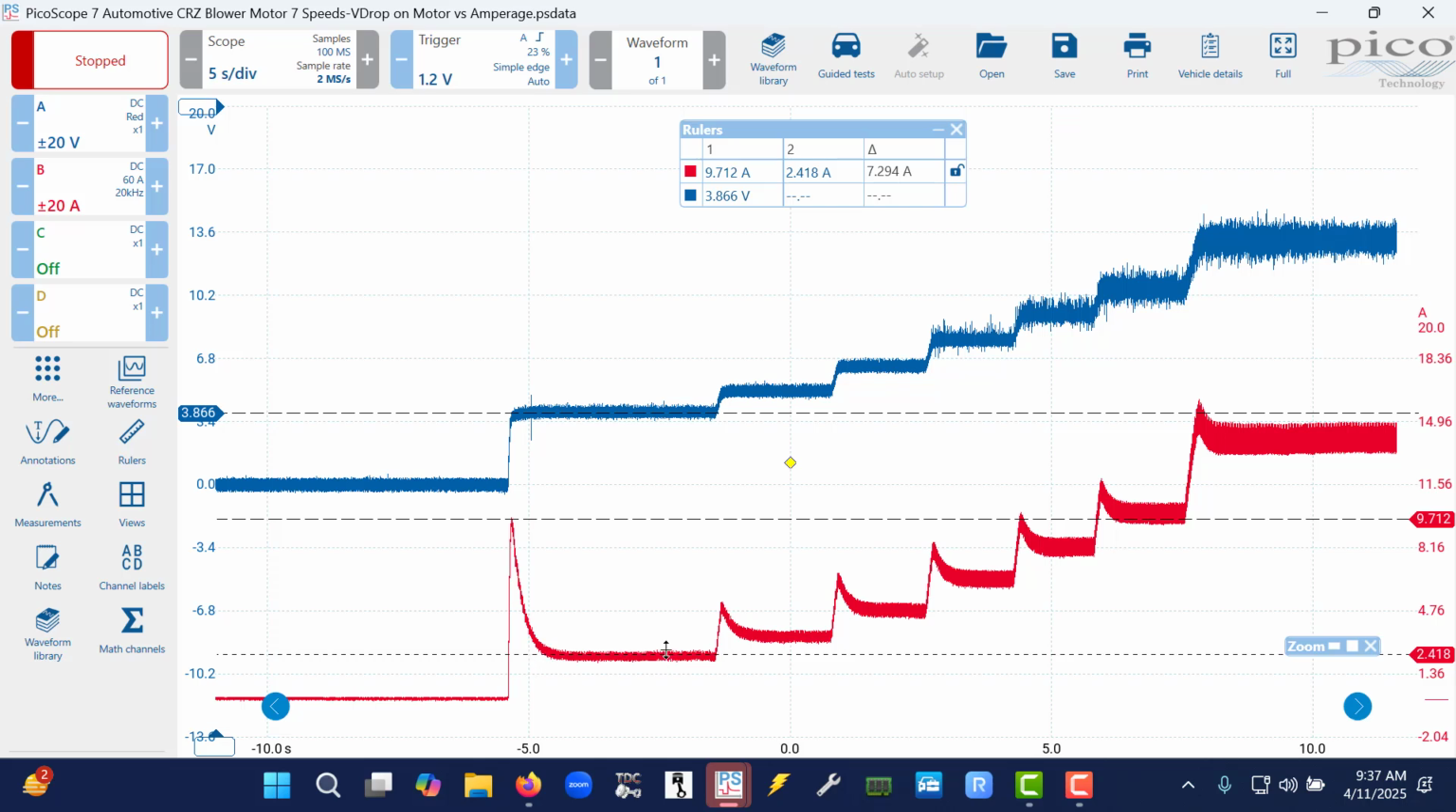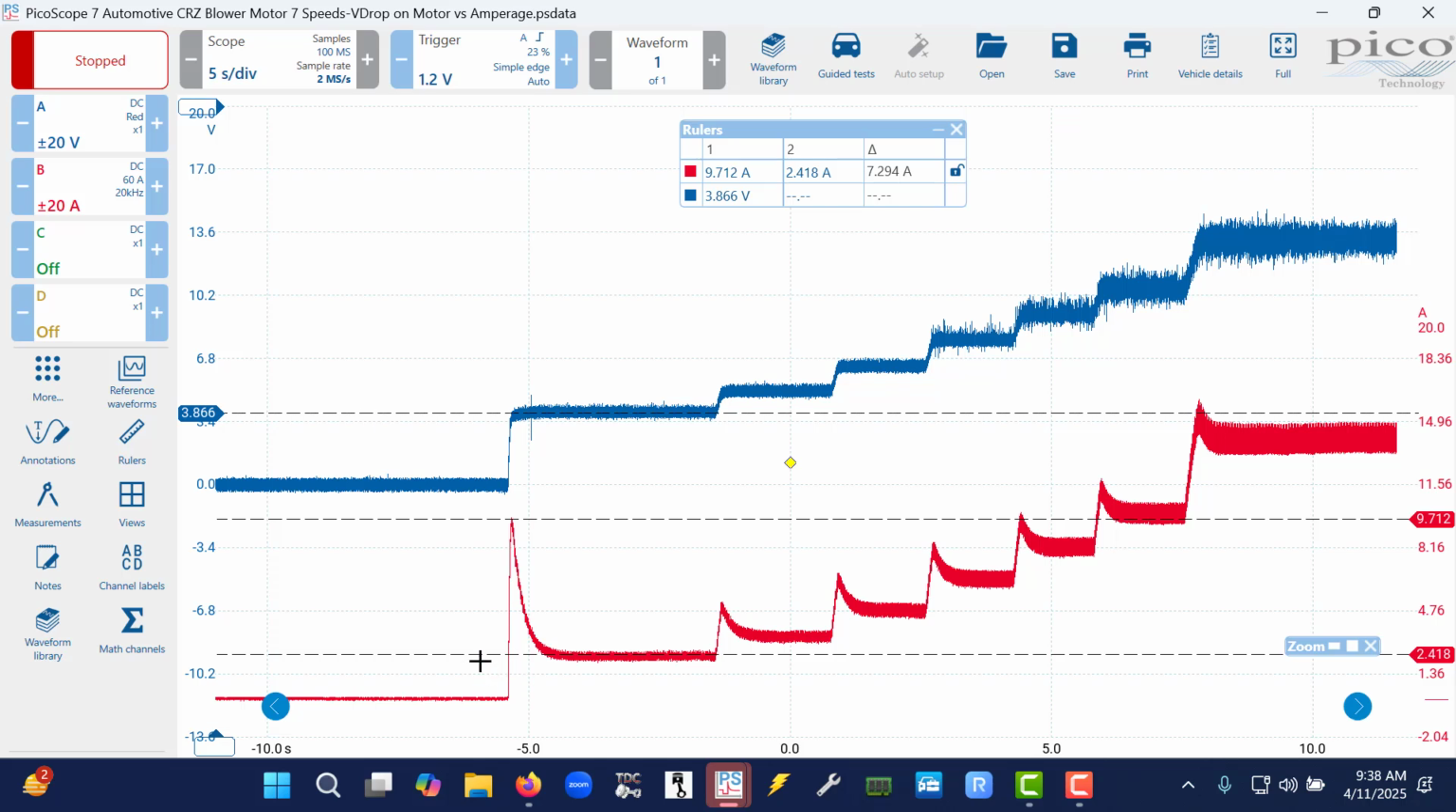You notice that every time we make a request to increase the speed of the motor, we get a spike in amperage, over and over again. So effectively we have off, then we have 1, 2, 3, 4, 5, 6, 7 speeds that the blower motor operates at in this vehicle.